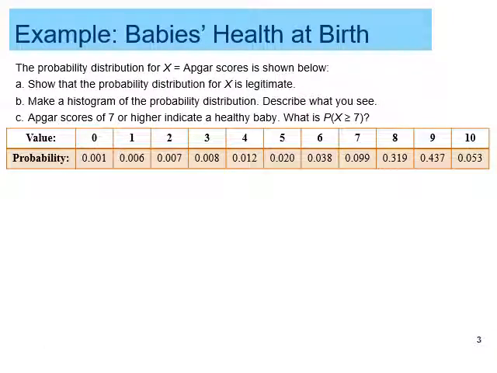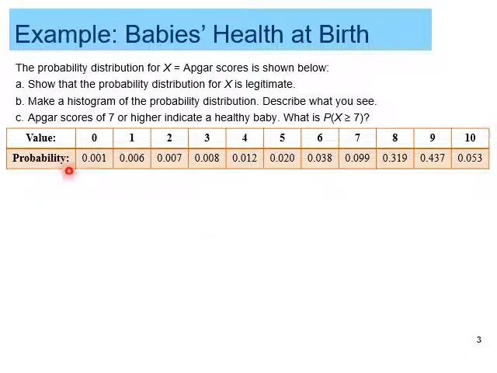Here is an example: a baby's health at birth. The probability distribution of x, the Apgar score, is shown below. We have to show that the probability distribution for x is legitimate, make a histogram of the probability distribution and describe what you see. Apgar scores of 7 or higher indicate a healthy baby. What is the probability of x greater than or equal to 7? So this is our data.